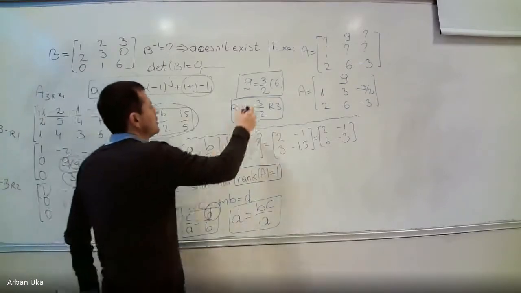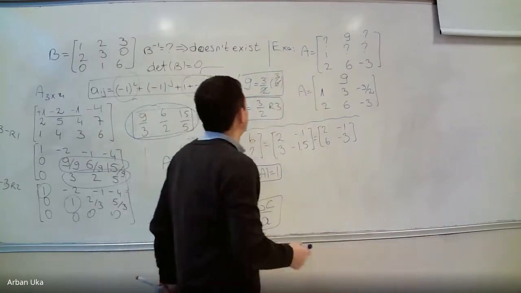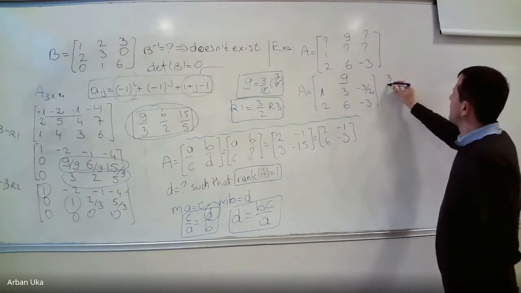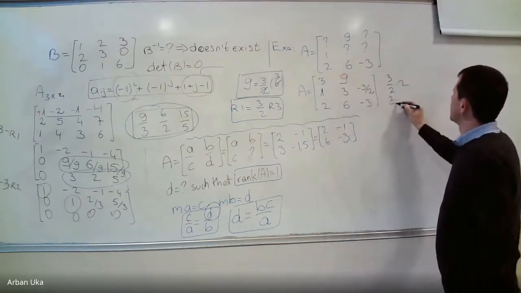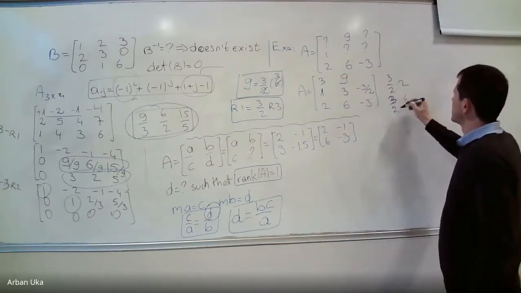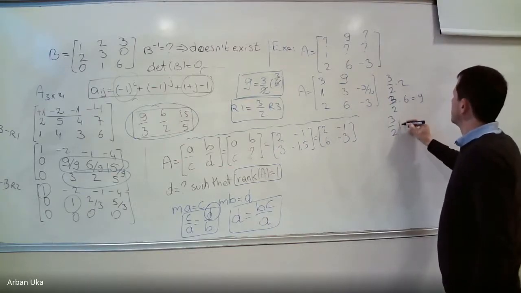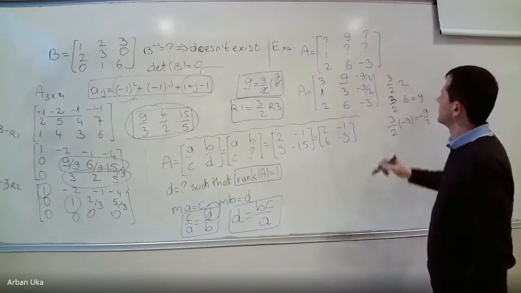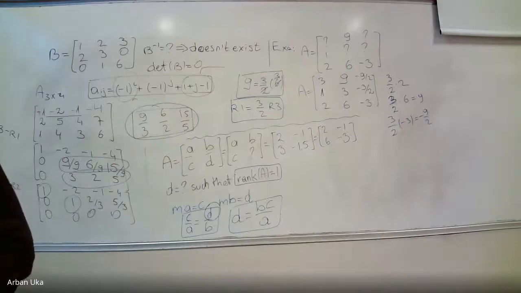Yes. 3 over 2 times 6, we cancel out. 3 times 3 is equal to 9. So in this case, what is this number here? This would be 3 over 2 times 2. Okay, we get 3 here. Then this is 3 over 2 times 6 for the second element. This is 9. And 3 over 2 times minus 3, we get minus 4.5. That's true, okay. So we found another A that has a rank equal to 1.